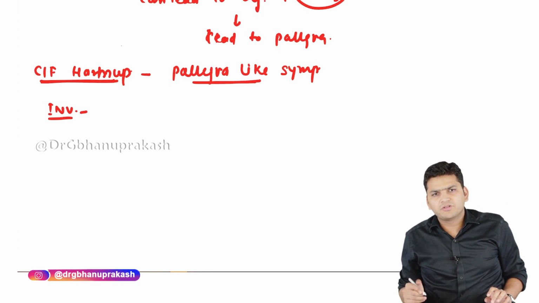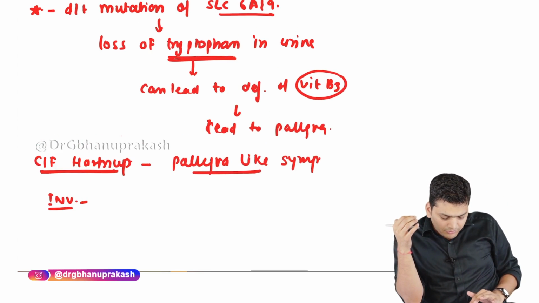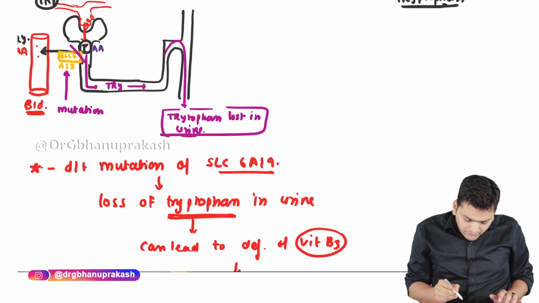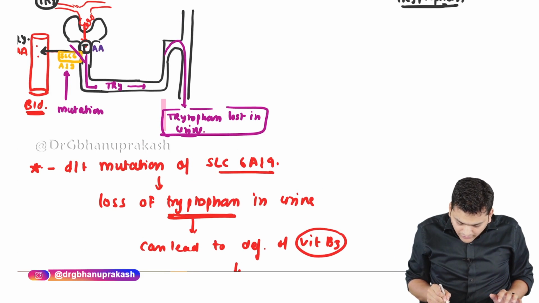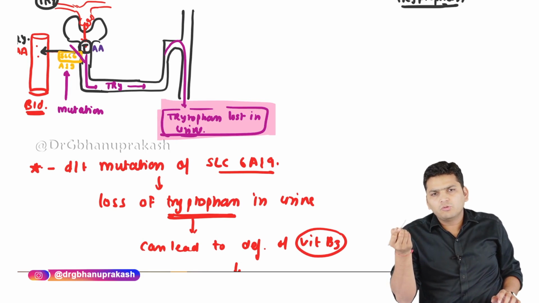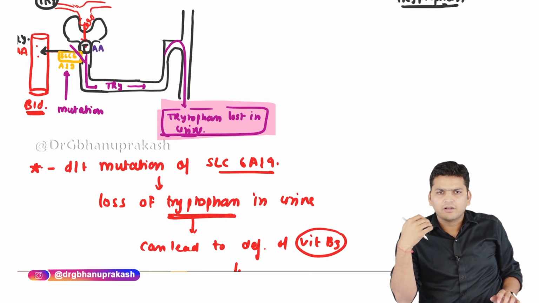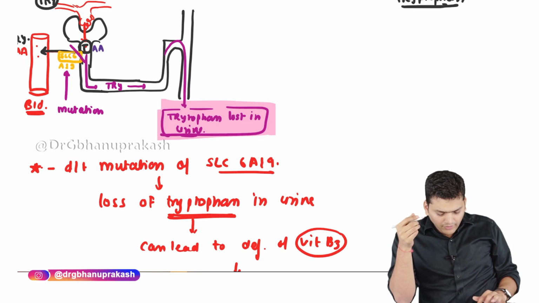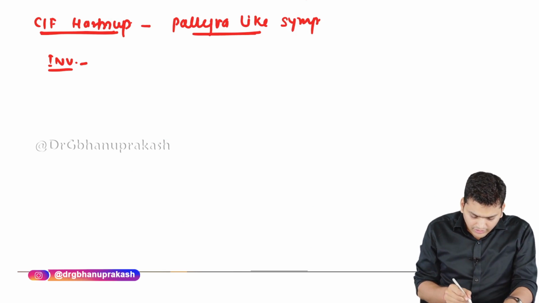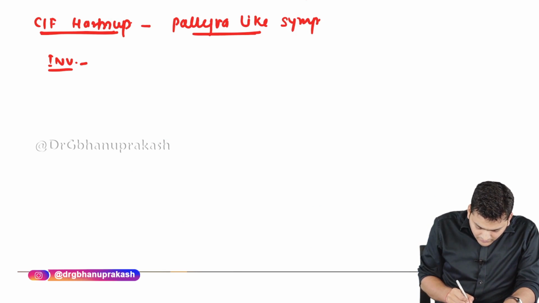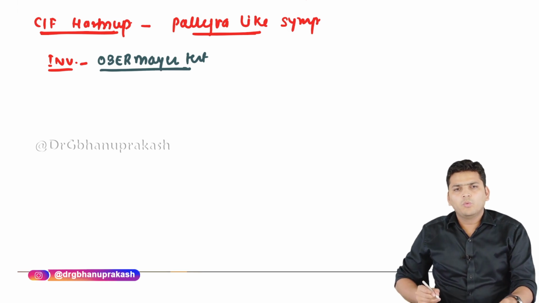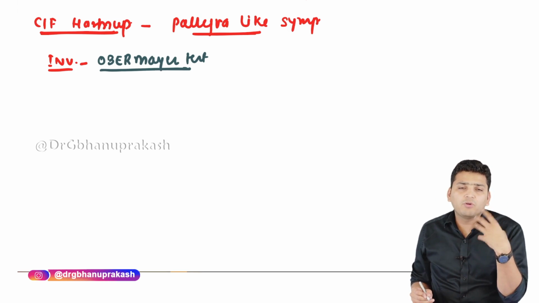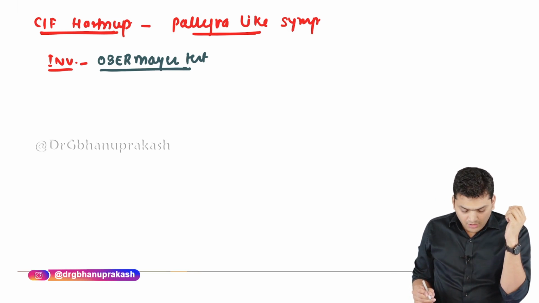How to confirm the diagnosis? To confirm Hartnup, we need to demonstrate that tryptophan is there in the urine. If we are able to do that, yes, we can say it is Hartnup's. Now, to demonstrate the tryptophan in the urine, we have a test with the name Obermeyer test. The Obermeyer test is done to detect the tryptophan in the urine.